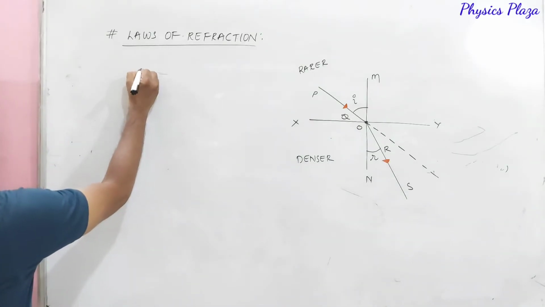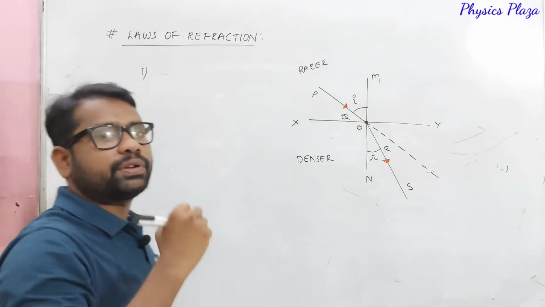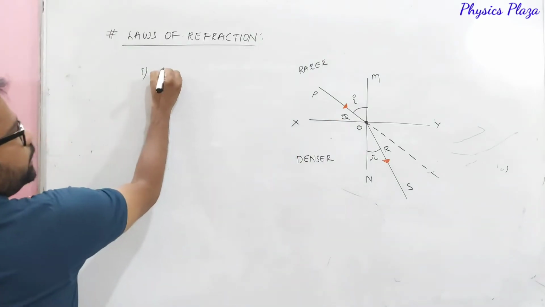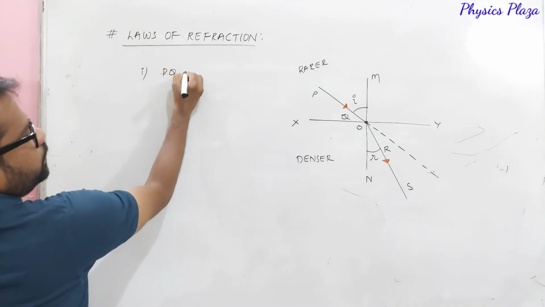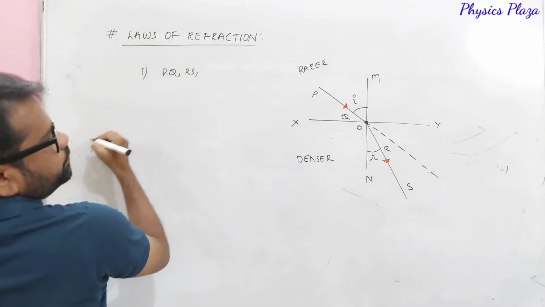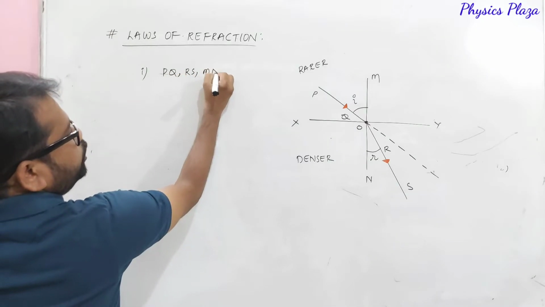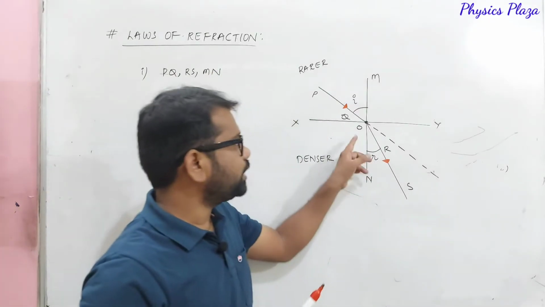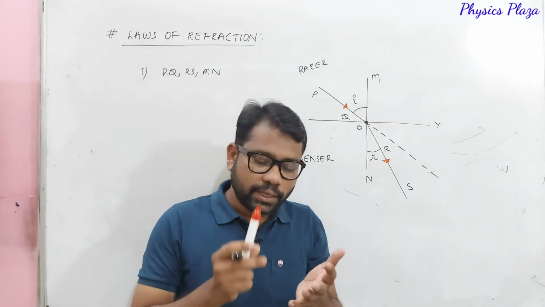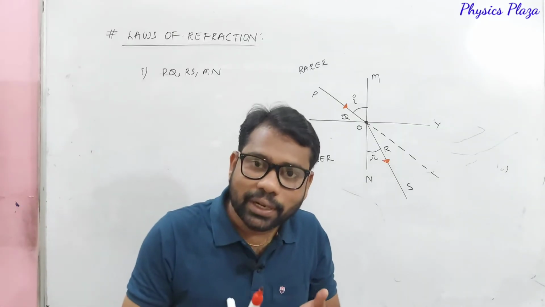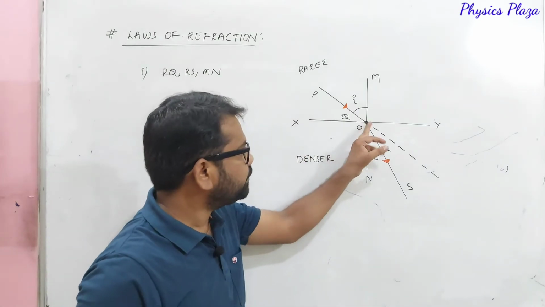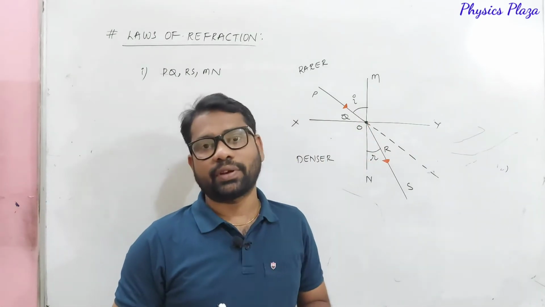Now, let us see the first law of refraction. Dear children, PQ, that is the incident ray, RS, the refracted ray, and MN, the normal drawn, all will be lying in the same plane at the point of incidence. Very important, children. The incident ray, refracted ray and normal drawn all lie in the same plane at the point of incidence. That is the first law of refraction.